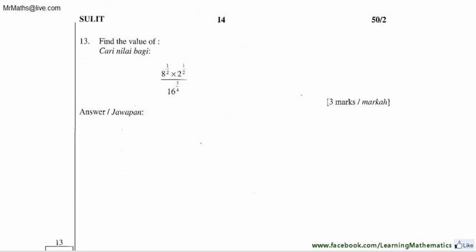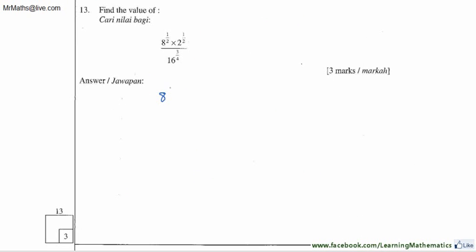13. Find the value of 8 raised to the power of half times 2 to the power of half divided by 16 to the power of 3/4. Okay, first 8, you can represent 8 as 2 to the power of 3 and then raised to the power of half again times 2 to the power of half, and 16 is 2 to the power of 4, right? 2 times 2 is 4, 4 times 2 is 8, 8 times 2 is 16. So 16 is 2 to the power of 4 and then raised again to 3/4.